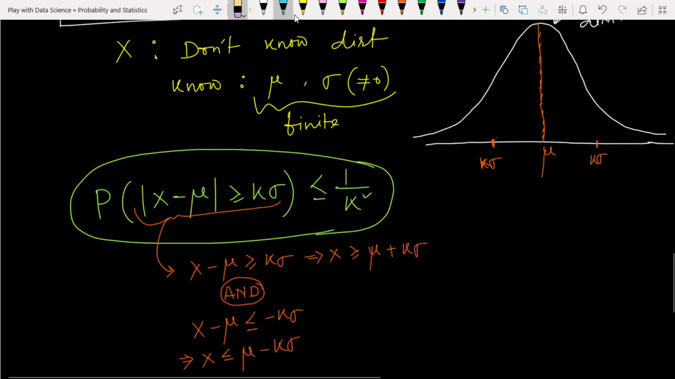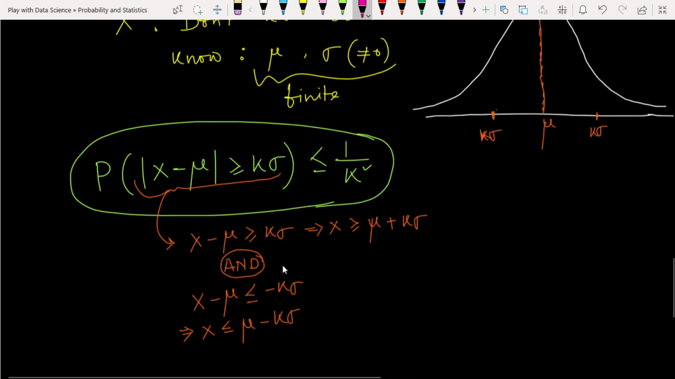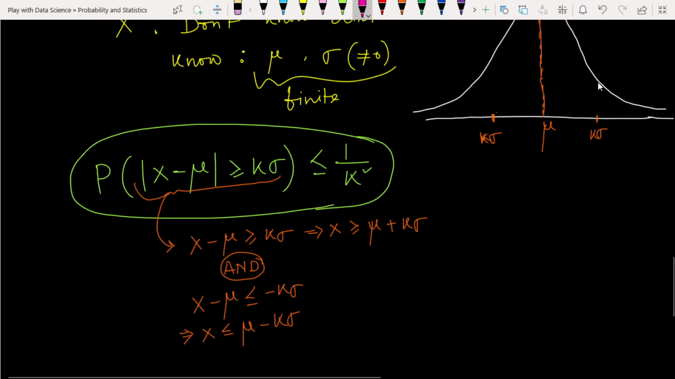Okay, so this is the k sigma. If x is greater than or equal to mu plus k sigma, it just means in these regions. And if x is less than or equal to mu minus k sigma, it means in these regions.